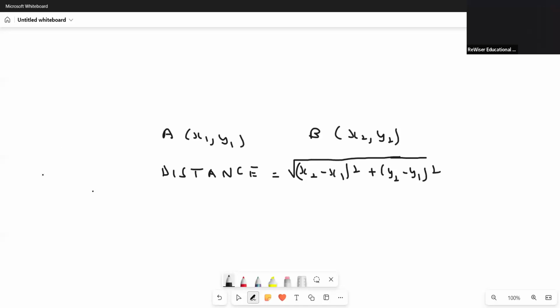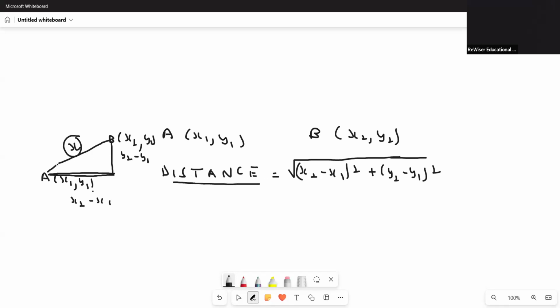Now, how do we get that? Suppose there's any point A whose coordinates is x1, y1. There's any point B whose coordinate is x2, y2. So to get this distance AB, we need this length and this length. Obviously that's the difference between the y coordinates, which has to be y2 minus y1, and the difference between the x coordinates, which has to be x2 minus x1. So we can easily apply Pythagoras theorem and get this distance x, which is the distance between the points A and B.